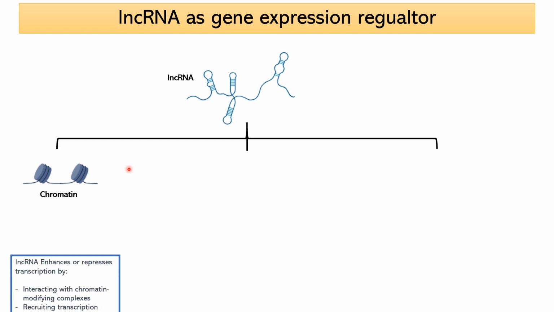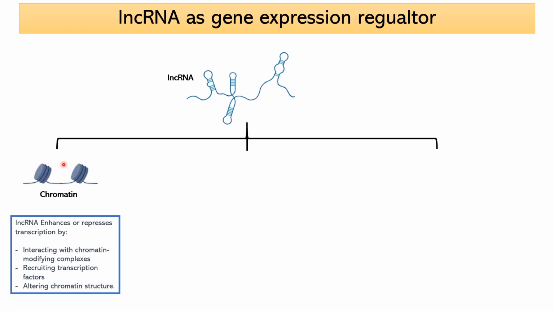The first way is through interaction with chromatin. Once the lncRNA interacts with the chromatin, it can induce changes in chromatin structural conformation. It might also recruit transcription factors. It can also interact with chromatin-modifying complexes, and based on these changes in the chromatin, the lncRNA can enhance or even repress the transcription of a gene. So it can make a specific gene increase in expression, or it can inhibit its expression, and all that depends on what type of modification or interaction it has with the chromatin.